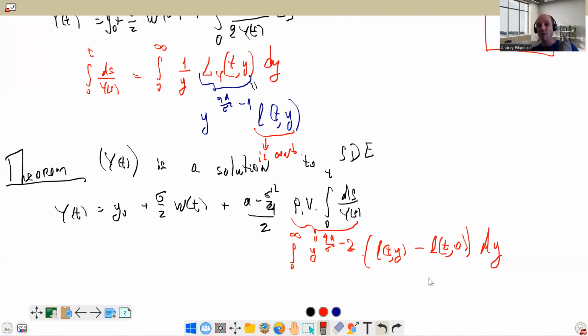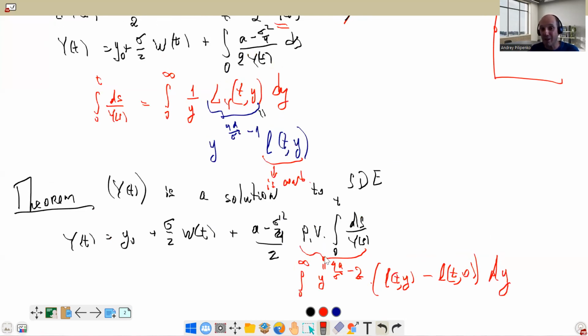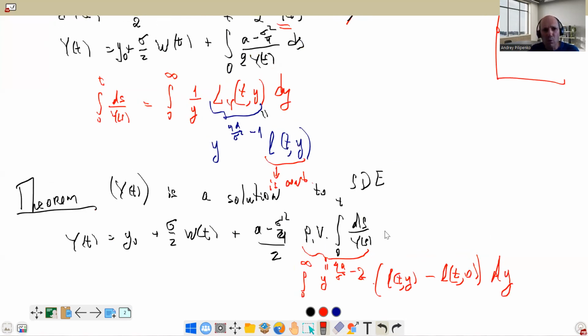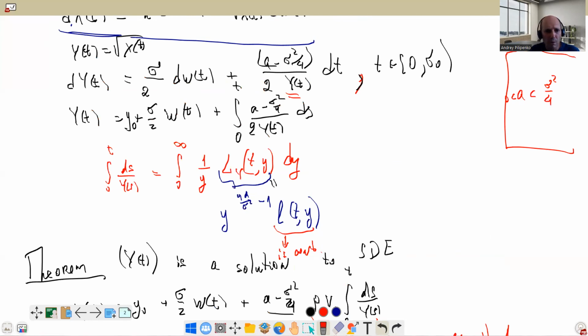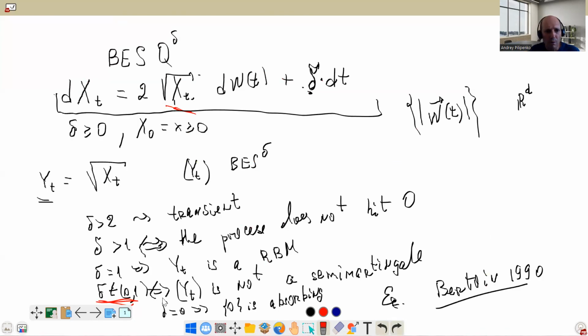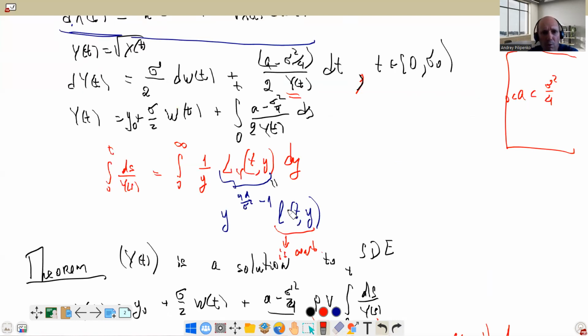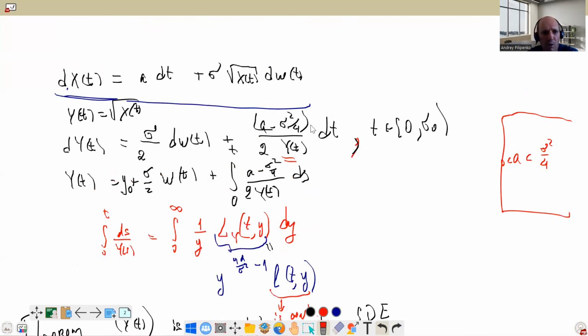And the only thing is to prove that y has this representation. And actually, do you remember we applied Ito formula, and one moment. We applied Ito formula. No, it is not here. I wrote.